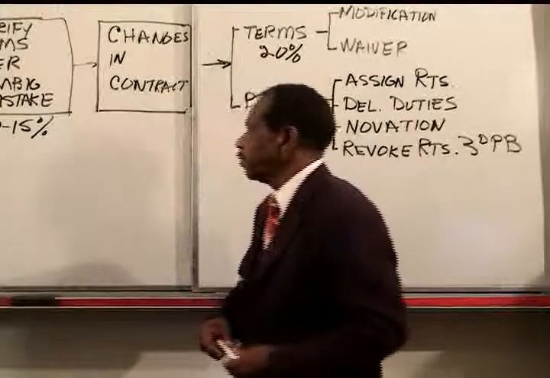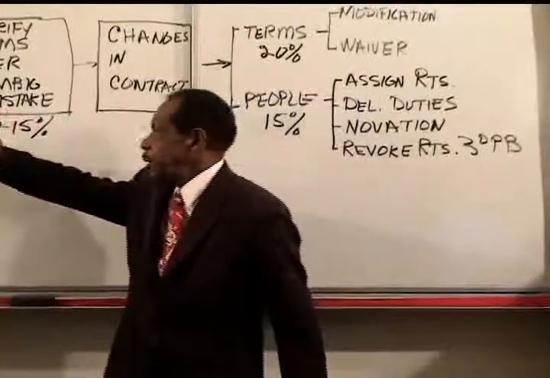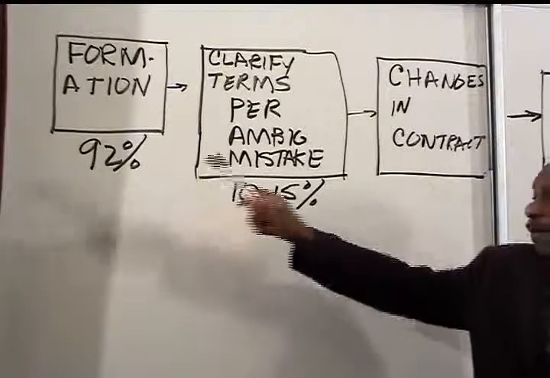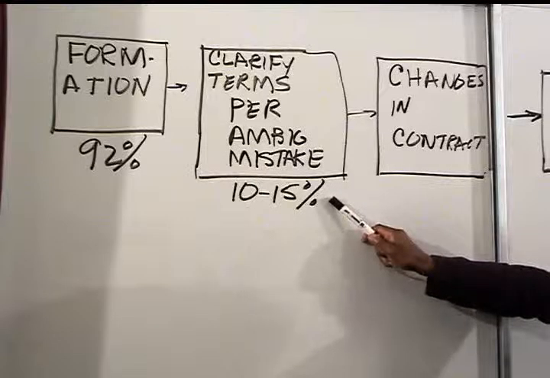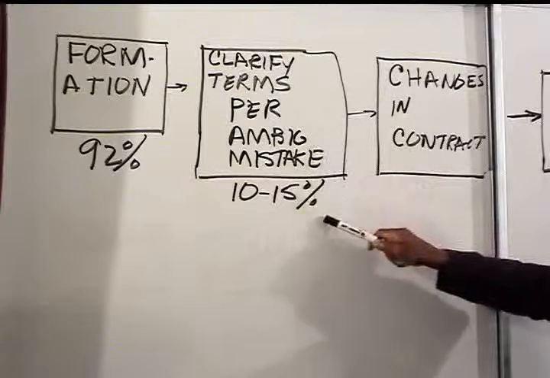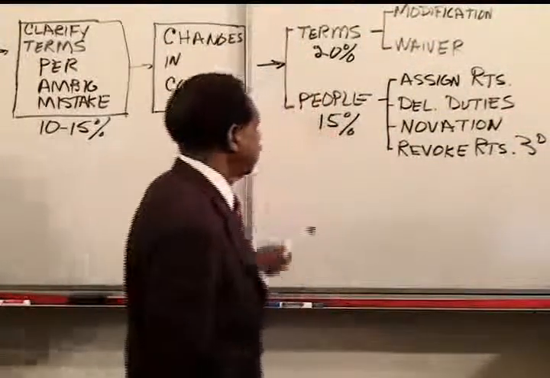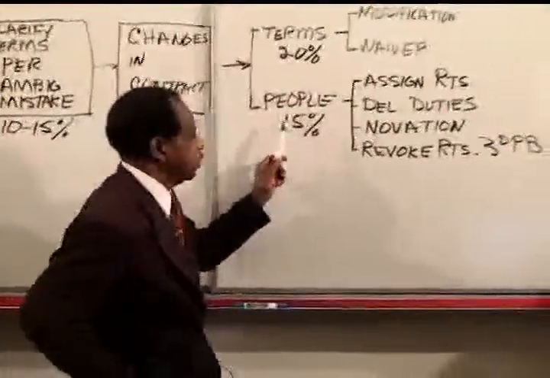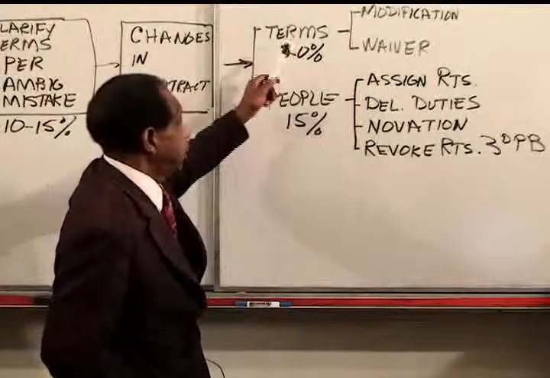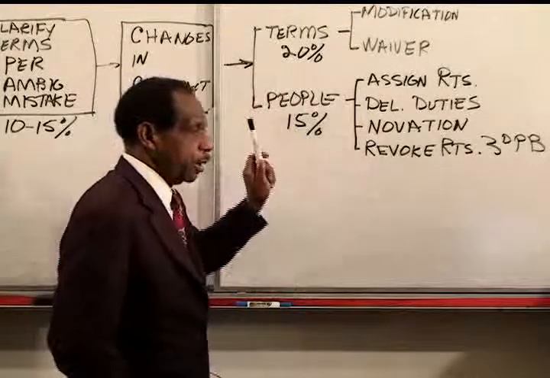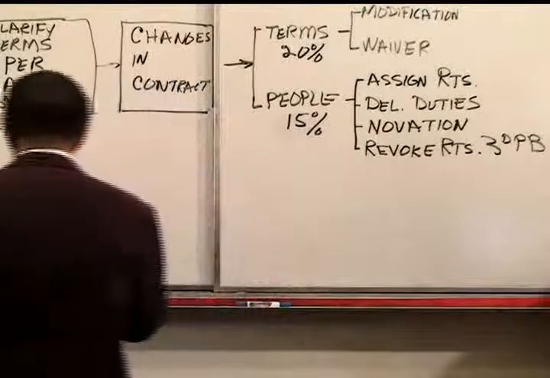So what we have so far is that there are problems with the formation of the contract. Most bar problems have that. A few of the bar problems have problems with clarifying the terms. There can be changes. About 15 to 20% of the contracts have changes in the terms or changes in the people, and this is how that happens. And then the next thing that comes is breach.